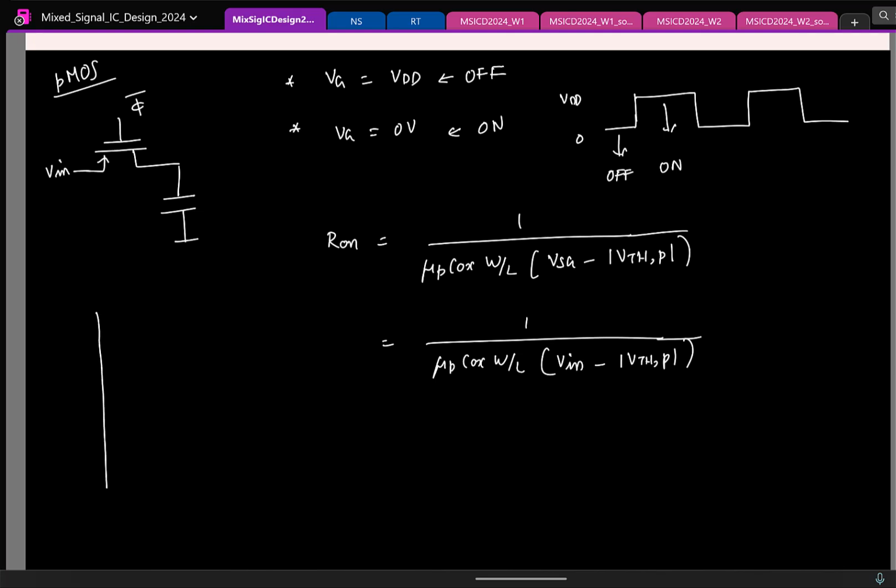Once you have an equation, you always go and plot it to get some visual interpretation. So if I plot it, it's just a hyperbola. Correct? Yeah.